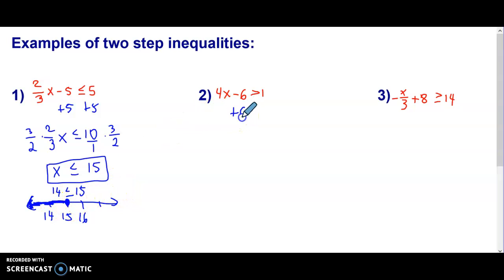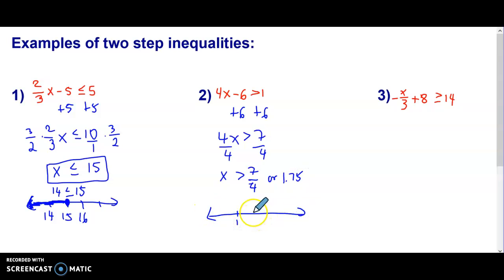Second problem, adding 6 is the first thing to do. And then I have to divide by 4. Again, 4 is positive, so there's nothing to switch here. X is greater than 7/4. You can leave it as a fraction, 7/4, or you can put it as a mixed number 1 3/4 or 1.75.